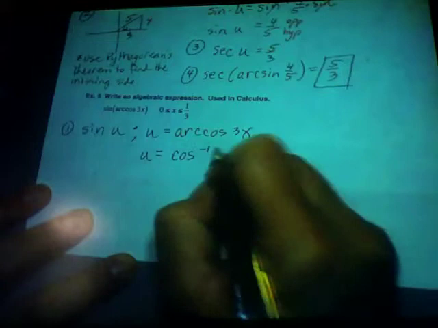So what do I do now? What did we do before? I want to change this notation. So I want u to equal the inverse cosine of 3x. I want to get rid of the inverse cosine, so don't I take the cosine of both sides? Cosines cancel on the right, and I'm really going to find that cosine of u is 3x.